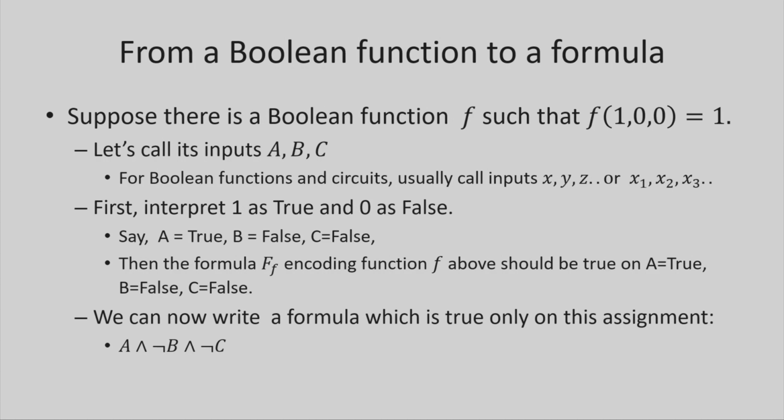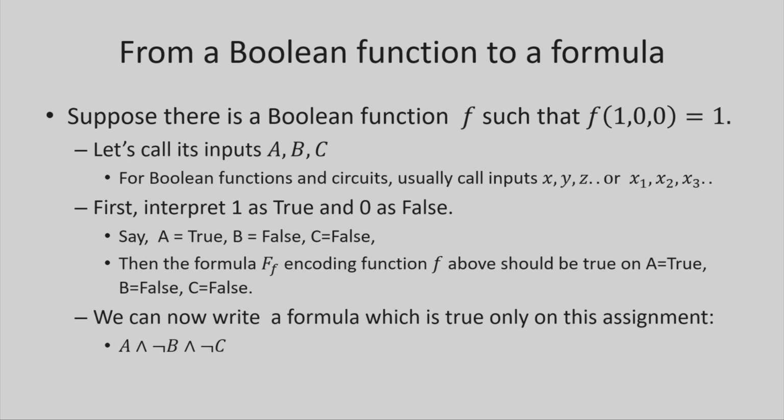Suppose you have a Boolean function, and you know that if you set its first variable to 1 and your second variable to 0 and your last variable to 0, it will evaluate to 1. Now it's not really a majority, it's just some function. So let's call its inputs A, B, and C. Well, we usually call things x, y, z, or x1, x2, x3, but for this one, let's say A, B, C. Now, how do we encode just the statement that the function on inputs 1, 0, 0 evaluates to 1?